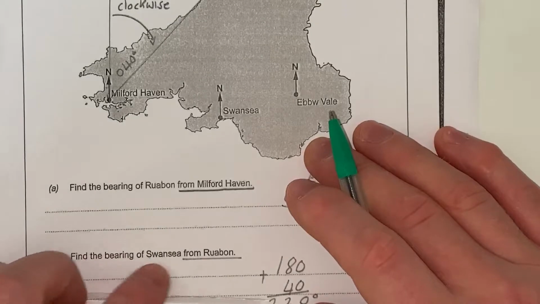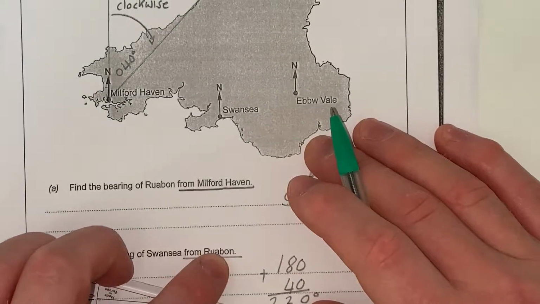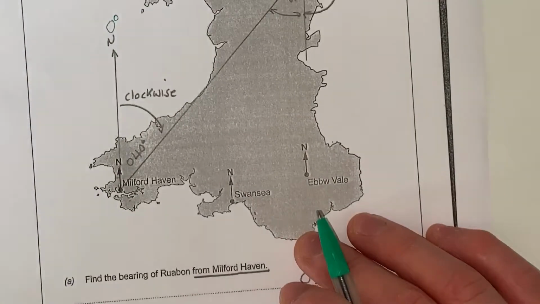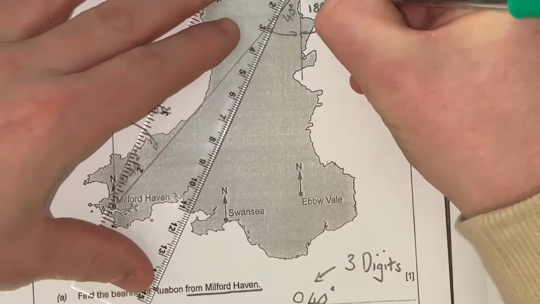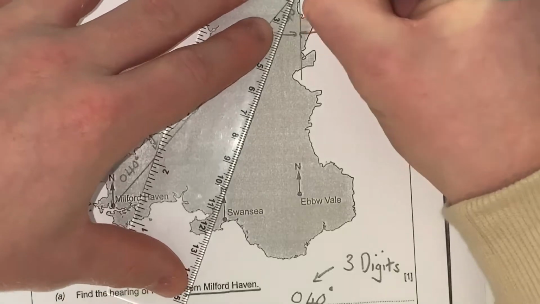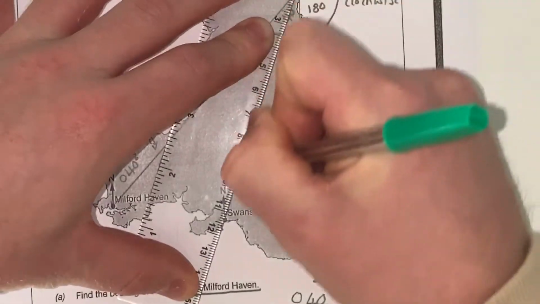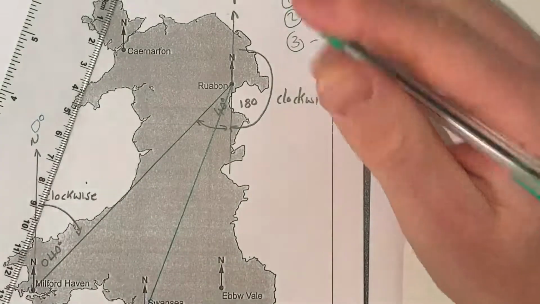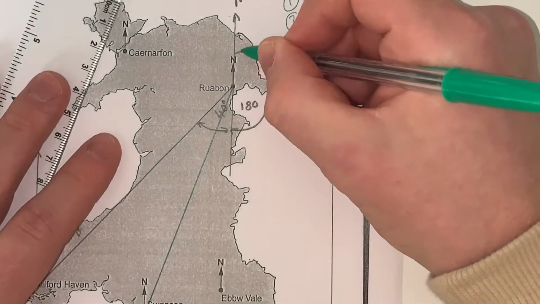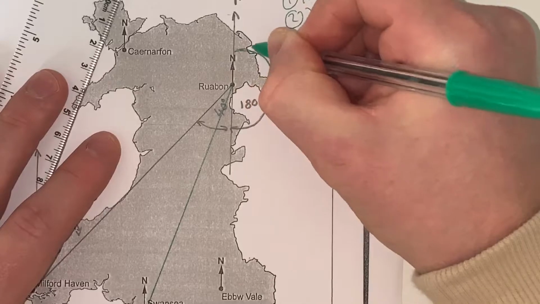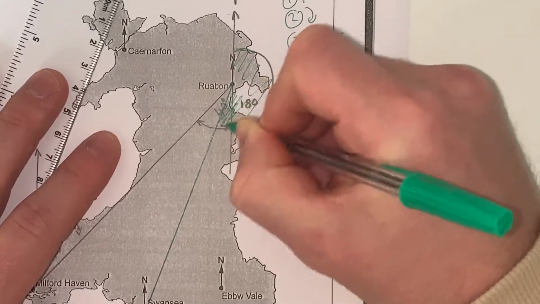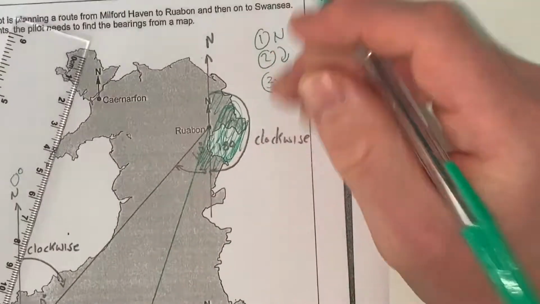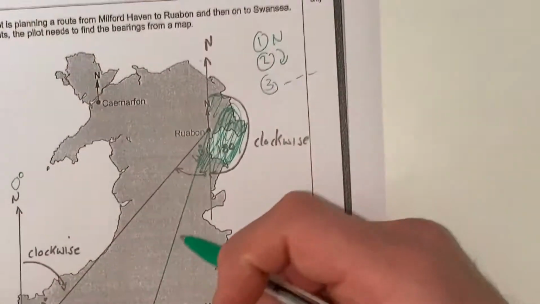Next one, find the bearing of Swansea from Reuben. So it looks like this one could be incorrect because they've done the wrong place. So it's the bearing of Swansea from Reuben. So that's nice, so this one's incorrect. Now, we know we've got to measure clockwise, so we actually need all of this angle in green, which is a little bit tricky because the protractor only measures 180 degrees.